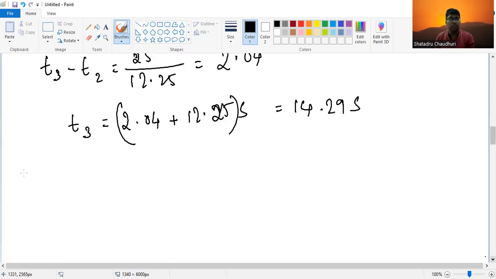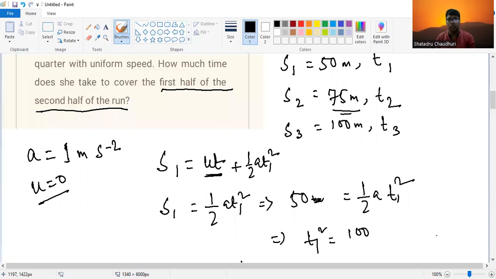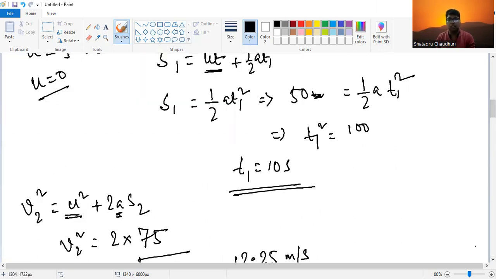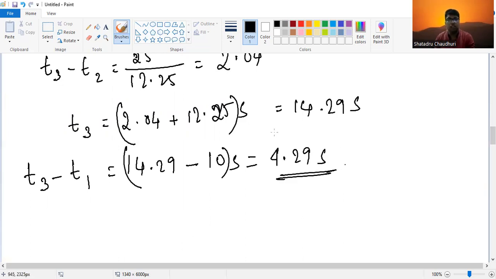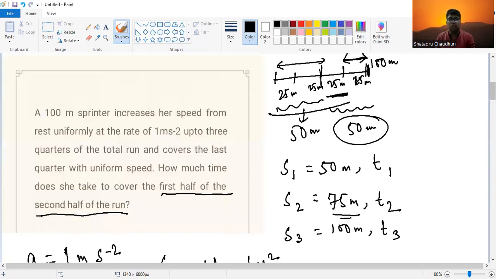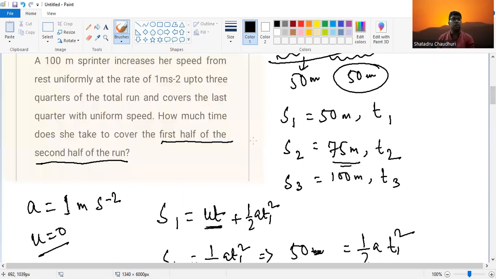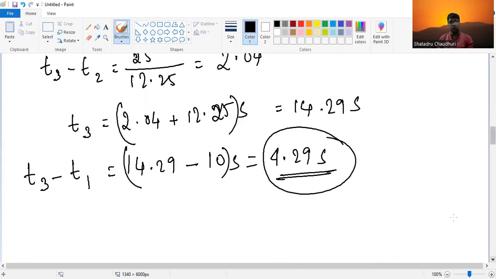Eventually, if I got t3, then t3 minus t1 will give me the actual answer. I found out that t1 is 10 seconds. So t3 minus t1 will be 14.29 minus 10, so it will be 4.29 seconds. So this is the answer, the time required to cover the first half of the second half of the run. So this is how a numerical problem is solved.